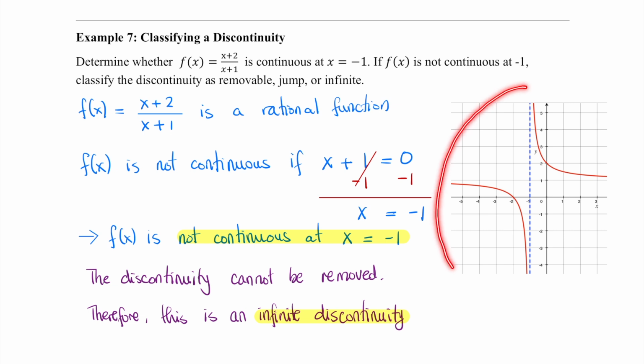This is the graph of f of x. We'll have a vertical asymptote at x equals -1. As x approaches -1 from the left, the function approaches negative infinity. As x approaches -1 from the right, the function approaches positive infinity.